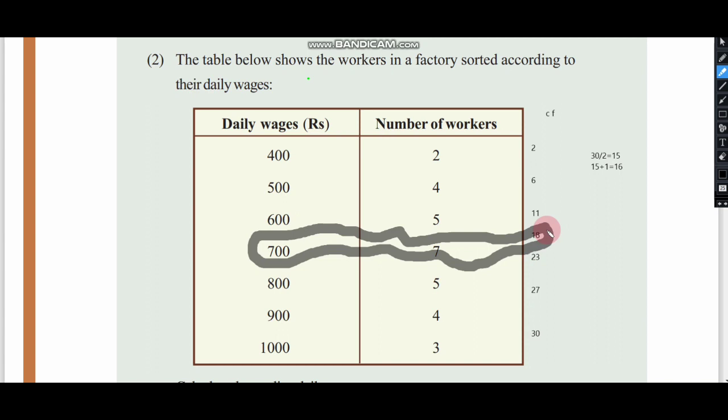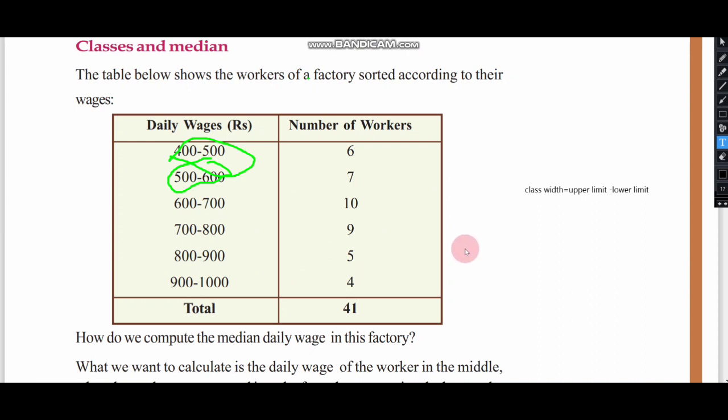So the median here is the average of the 15th and 16th workers' daily wages, and that is equal to 700 rupees. After this, we have one more question in this exercise. That is the third question. The third question is a homework question for you. So do that as homework.